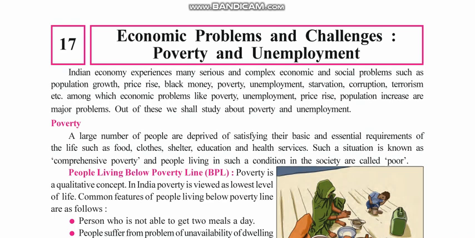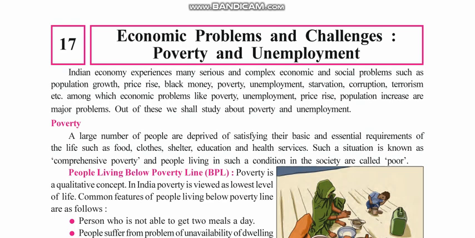Today we are going to study chapter number 17, which is part of your economic section. The name of the chapter is Economic Problems and Challenges. In this chapter we will study two main economic problems, that is poverty and unemployment.